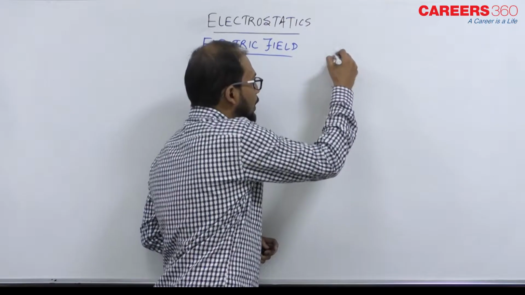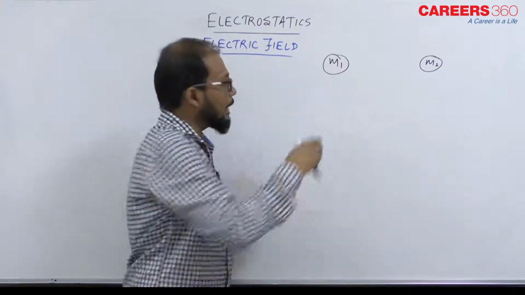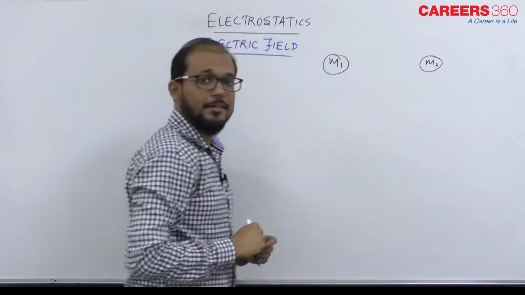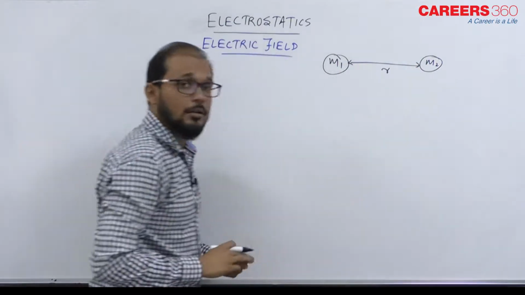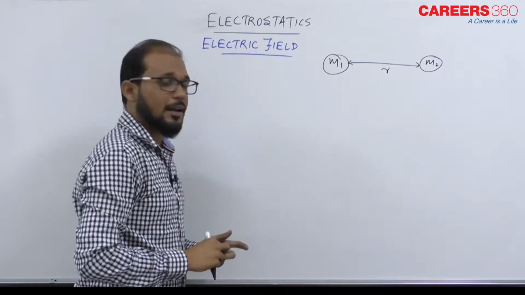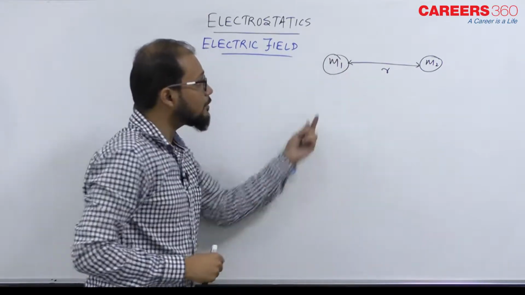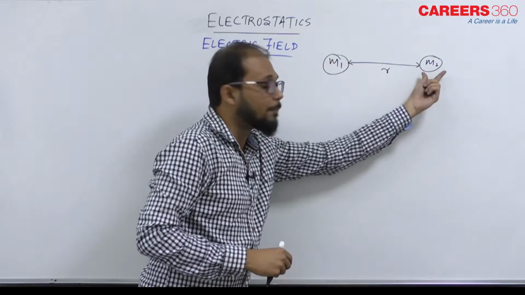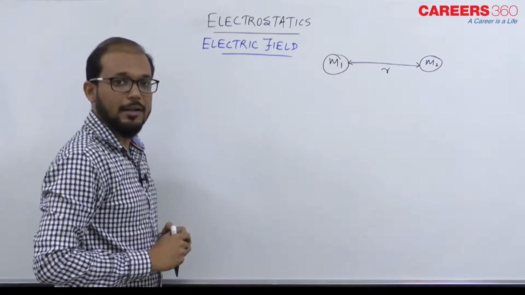Suppose this is m1 and this is m2. This particle m1, this mass m1 cannot interact with this m2 by itself, which is kept at a distance. Suppose this distance is r. For interaction, this particle or object creates a gravitational field in the space around it, and this gravitational field exerts a force on this another particle which is placed in it, and similar things happen in case of electrostatics.